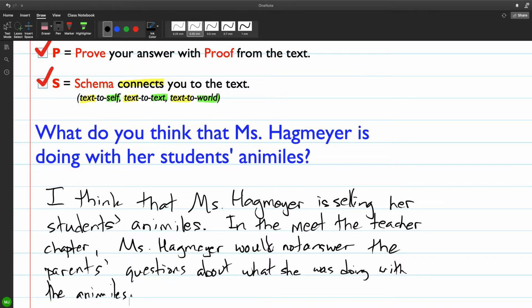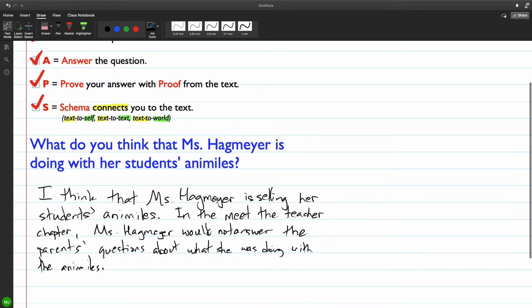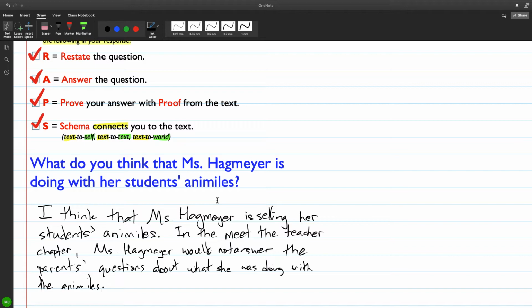Now, let's have a look at this and try and connect what we see in our answer to what we have at the very top. Let's choose a color. I'm just going to erase this over here just so we don't get too confused. Let's choose a color for restating the question. What would you say?